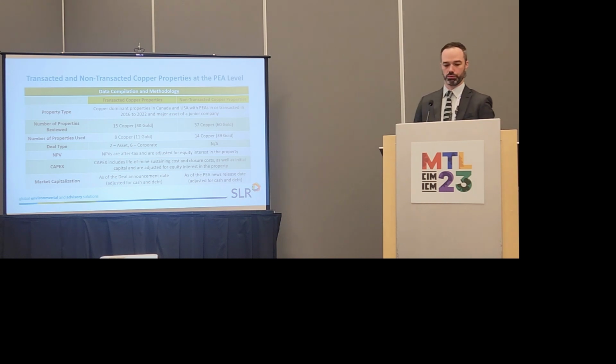I'm going to go through quickly the methodology that we used and the scope of the actual analysis. We looked at 30 gold properties last year. This year we were only able to look at 15. We had 11 last year that we were able to use versus the 8 for copper, so it's a smaller data set for the transacted properties. For the non-transacted properties, we started with 60 for gold. This year we had 37 for copper, and we were only able to use 14.